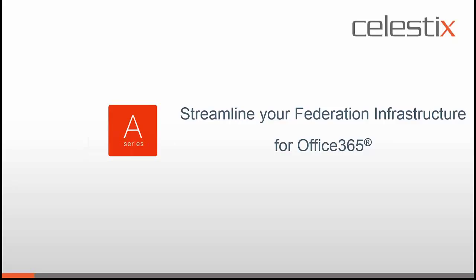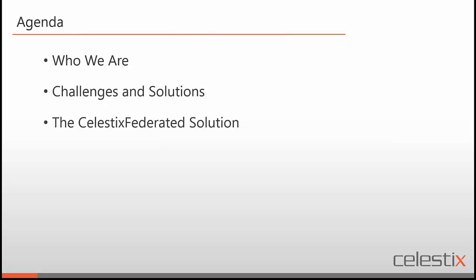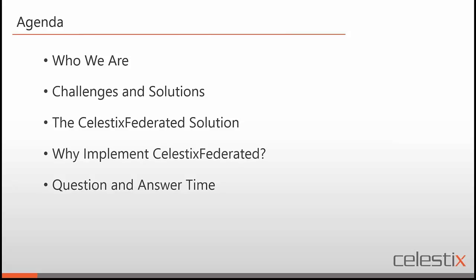And today we're going to talk about how to streamline your Federation infrastructure for Office 365. In today's webinar, we're going to talk about who we are. We're going to talk about some of the challenges and solutions out there that Celestix provides. We'll talk specifically about the Celestix Federated Solution. And we'll talk about why you should look to implementing Celestix Federated. We'll wrap up with some question and answer time, and then summary and next steps on how you can start evaluating our solution in your own environment.